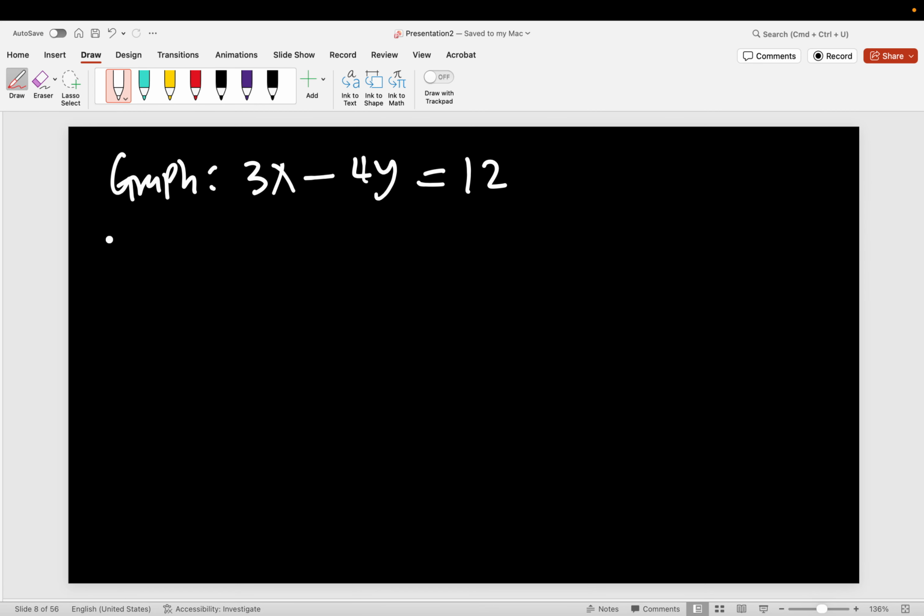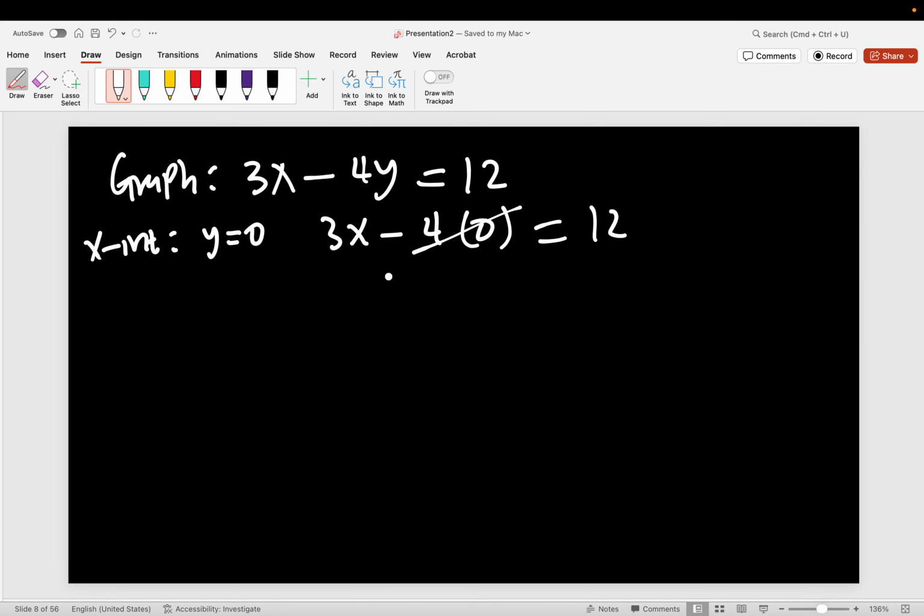So we want to graph it, so we just need the x-intercept and y-intercept. For the x-intercept, y has to be equal to 0, so it's going to be 3x minus 4. We're not writing y because y is equal to 0, so we don't need this bit. So 3x is just equal to 12, so if I divide both sides by 3, my x is 4. Now if I put this in coordinate form, it's always x and then y.